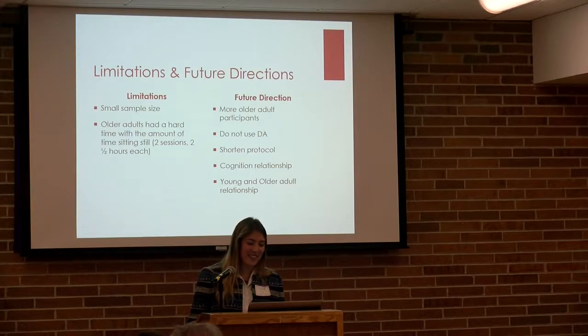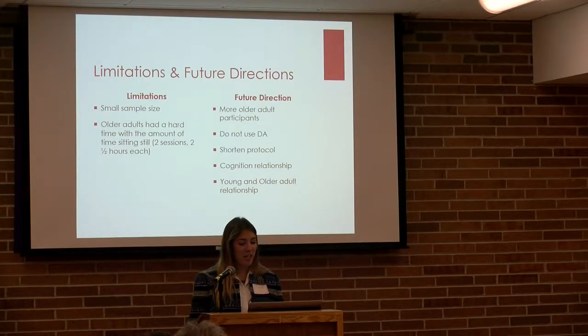For future directions, we need more participants. We should not use da. We should maybe try to shorten the protocol. And then we want to look at how cognition plays a role, and then look more into the relationship between the young and older adult results. Right now, we don't have enough participants to do that.